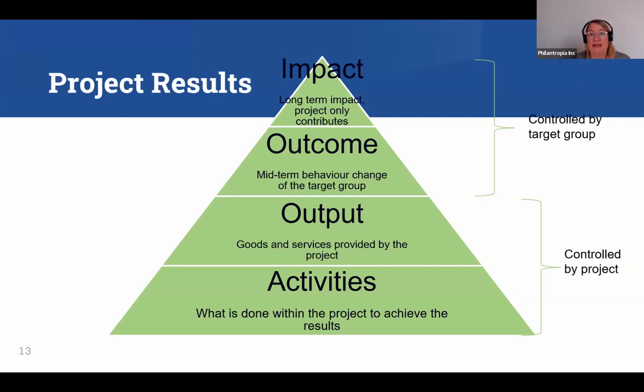And then you have outcome and impact, which is midterm and long-term. And those are only controlled by the target group, not by you anymore. Because what happens in the outcome, the midterm behavior change of the target group, is not in your control. If the teachers use the training, if they want to implement parts of it, it's not under your control anymore. It's under the control of the target group. And even more so, the long-term impact, the project contributes towards that, and it's absolutely not in your control anymore if that actually happens in the long term.